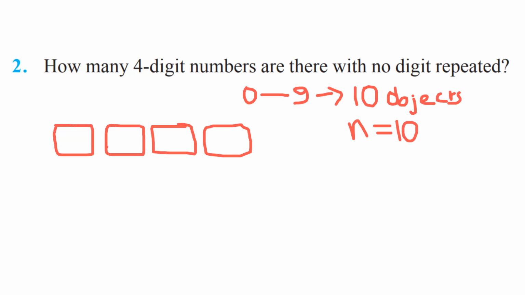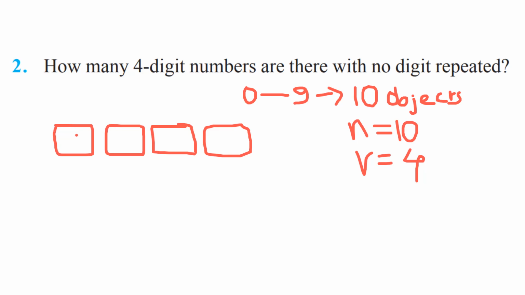How many are we taking at a time? r. We are taking 4 of them at a time, so here we are forming 4-digit numbers. Although we have 10 distinct objects 0 to 9, we cannot treat all of them the same. We have to give a special treatment to 0 because we cannot place a 0 here. If you place a 0 here, this is not a 4-digit number. So we need to put an object other than 0 here.